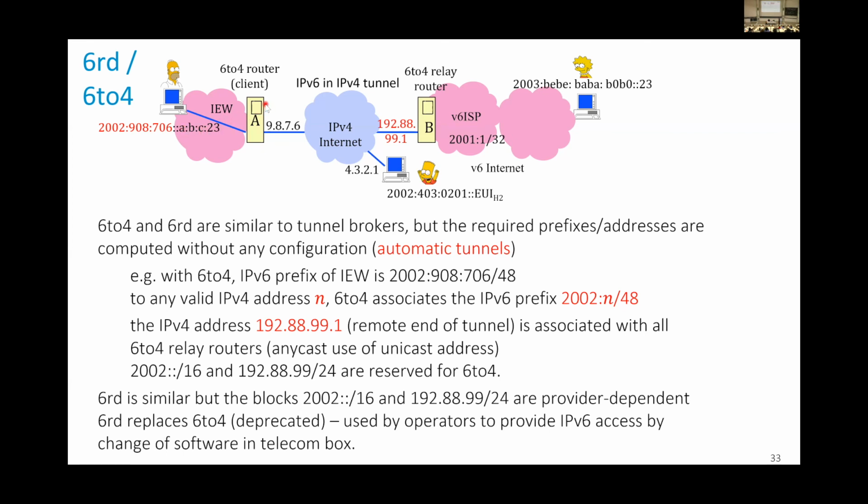If I monitor the configuration of my machine A here, and I look at the IPv6 address and the IPv4 address, I will see that the IPv4 address appears in the beginning of the IPv6 address here. That's a symptom that we're using 6RD.